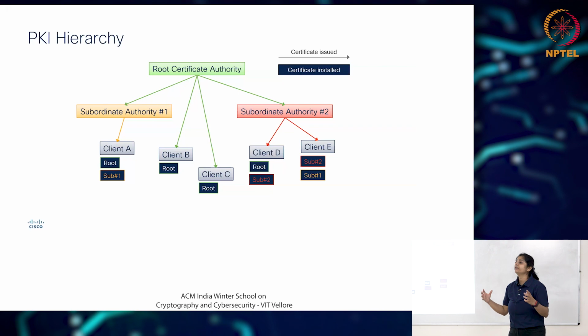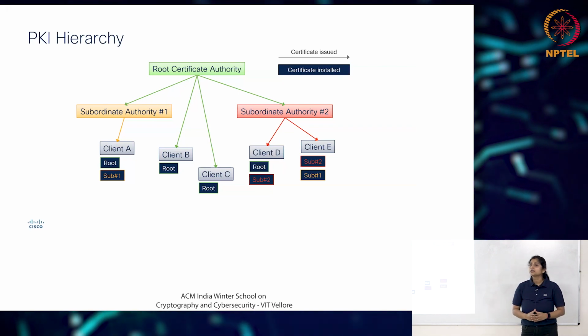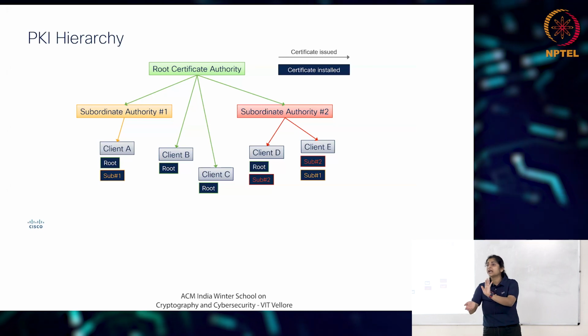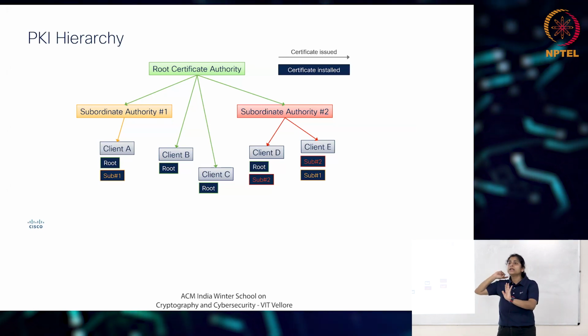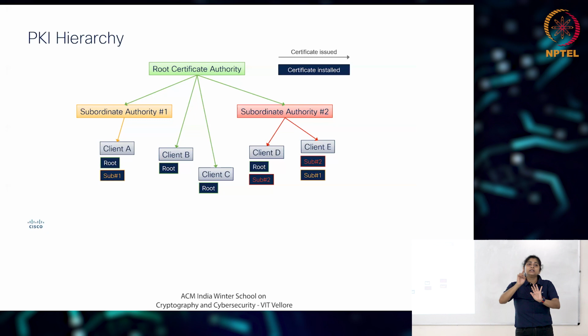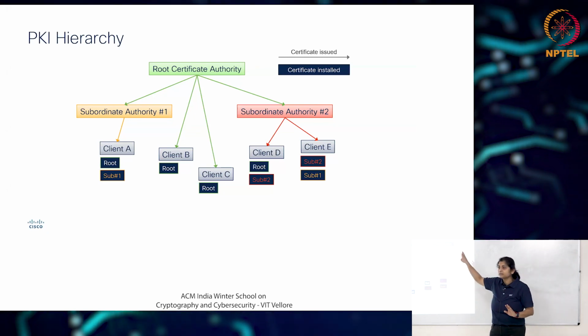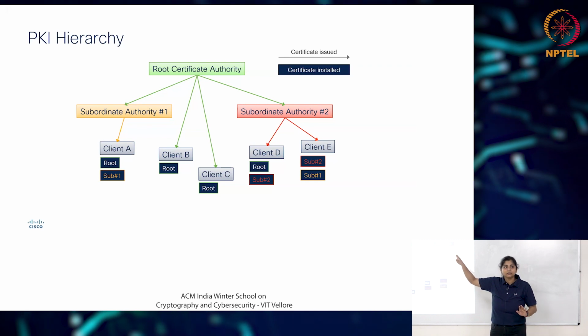I can issue certificates to everyone else. Here is my certificate. That certificate will be self-signed. I am only signing it. No one else is signing that certificate. And this is a trust model because it has to stop somewhere, the trust model, right?